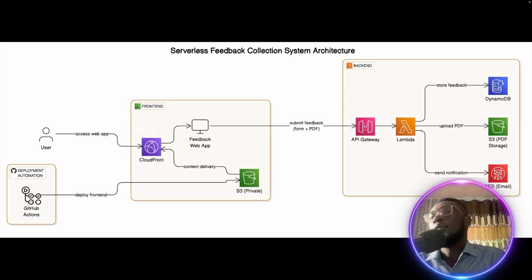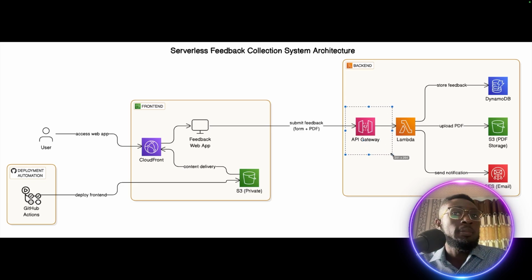With our backend, we will make use of primarily a Lambda, and then a Lambda will be doing all the major processing, that is from storing our feedback into a DynamoDB table, and then also the uploaded PDF file, we will store it in S3, and then using the same Lambda, we will send an email through SES. We will integrate our front end and our back end using a REST API that will be created using API Gateway.